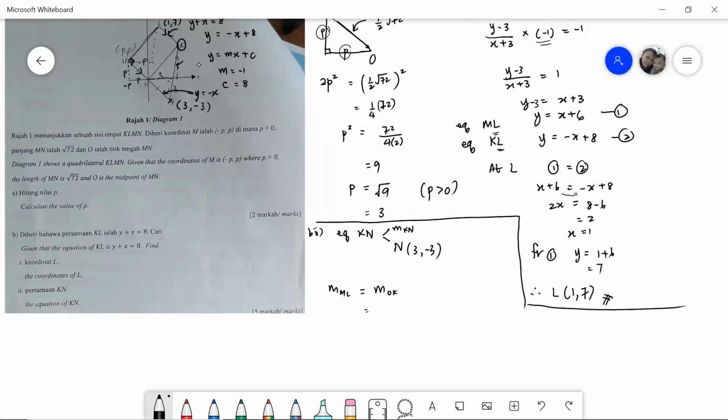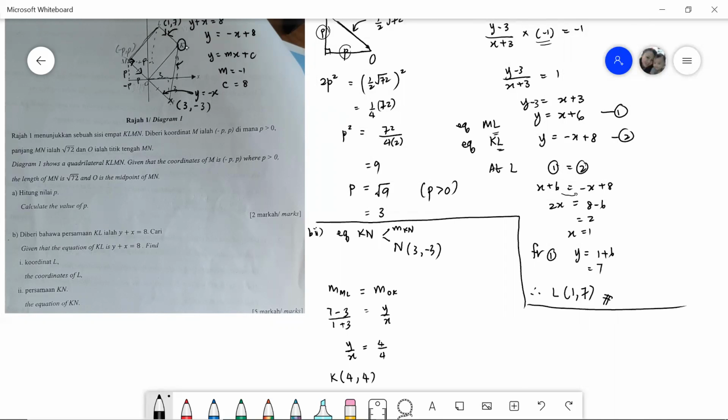How do we find the gradient of OK? It is y over x, because the origin is 0. And how do we find the gradient of ML? We have the coordinates of M and L, so we take 7 minus 3 over the x, which is 1 minus negative 3, so plus 3. So we have y over x equals 4 over 4. In this case, the coordinates of K will be (4, 4).